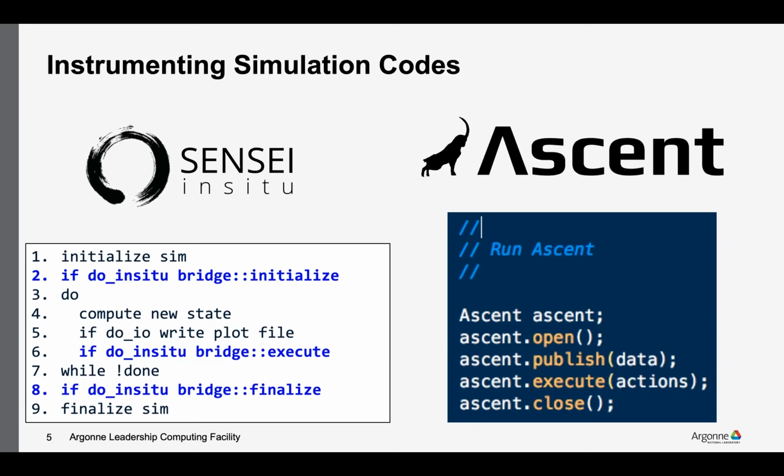Now, if you look at Ascent on the right, there's a number of very similar calls, and it is pretty much the same instrumenting an application with Ascent, right? Except that the data models are different.